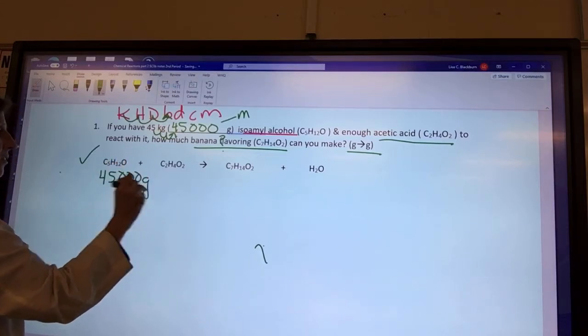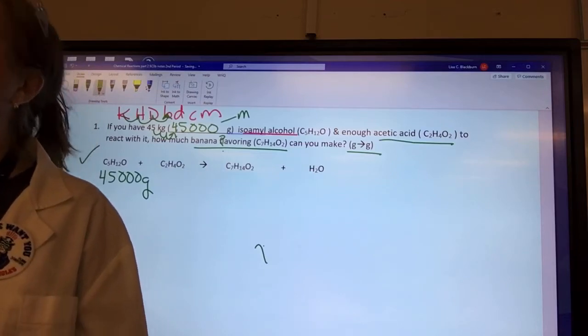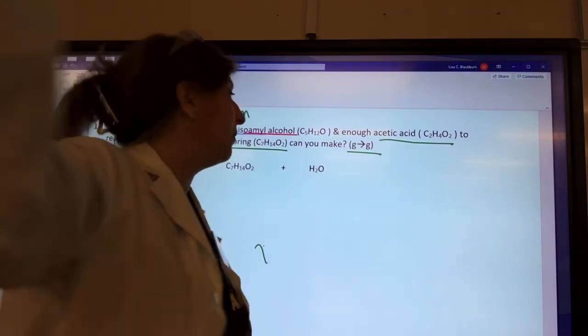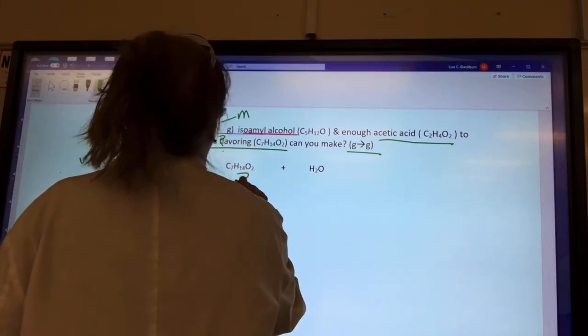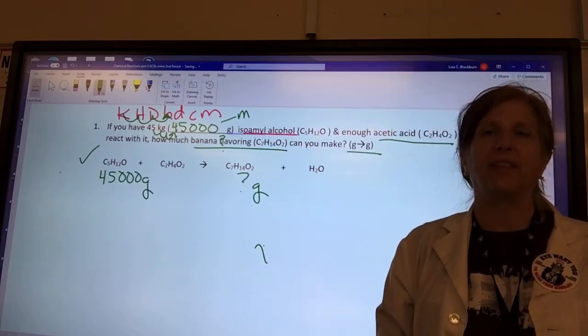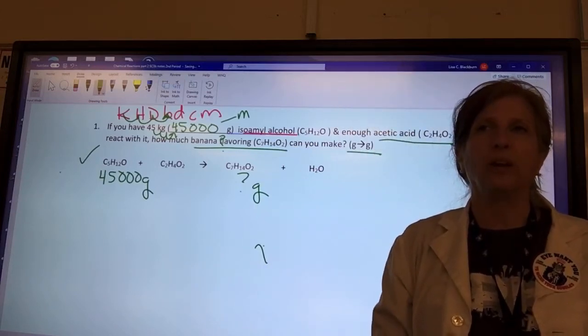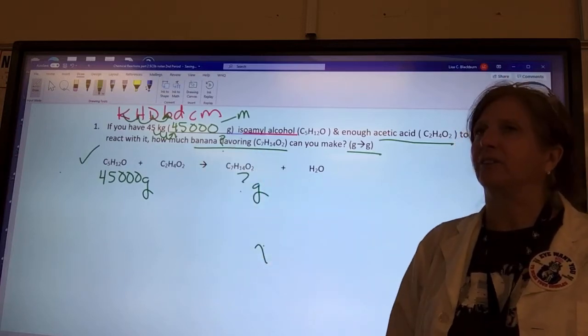We write 45,000 grams underneath it. We also write what we don't know, right? What you do know and don't know. And what we don't know is banana flavoring. We want to know how many grams of banana flavoring, write that underneath it. Are we good so far? We wrote what we know and what we don't know, and we balanced our equation.